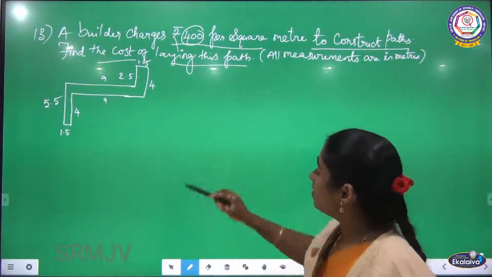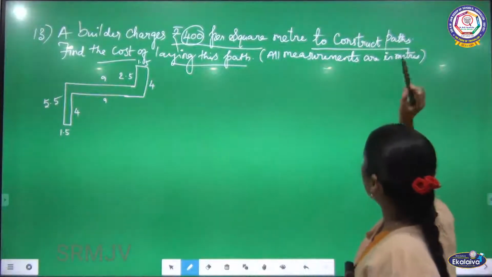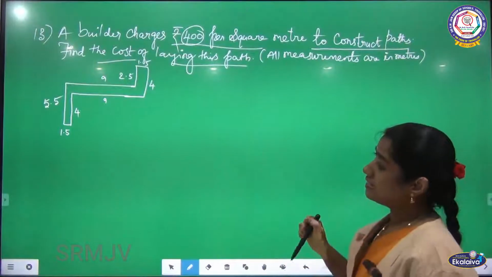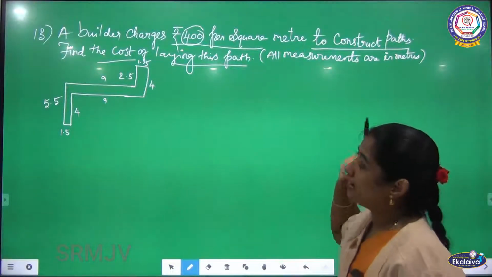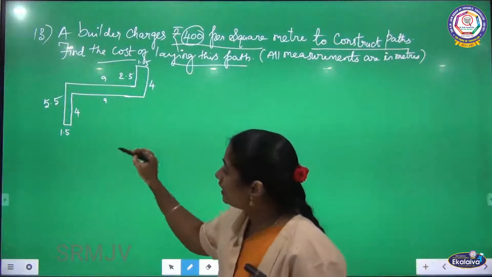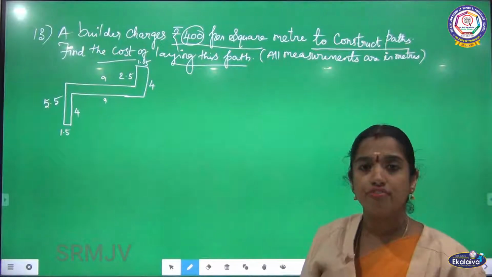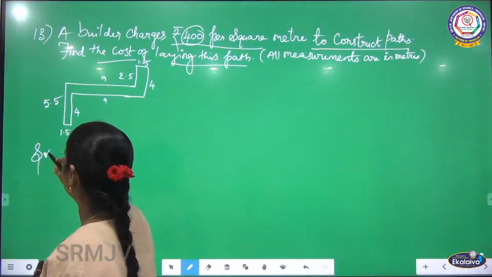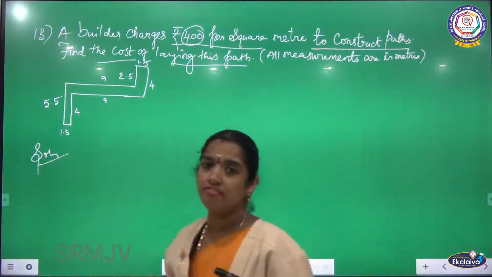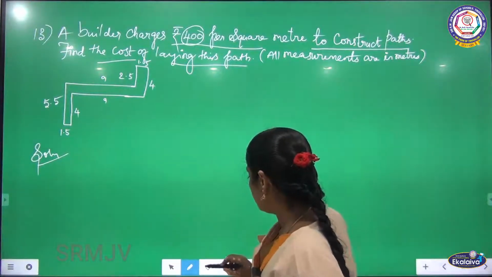Got it? If I find the area of the figure, I get some area in meter square. Got it? The cost of 1 meter square is given as 400. So what I find as the area, I am going to multiply that with 400. So listen, first I am going to find the area of this figure. How can I do this?